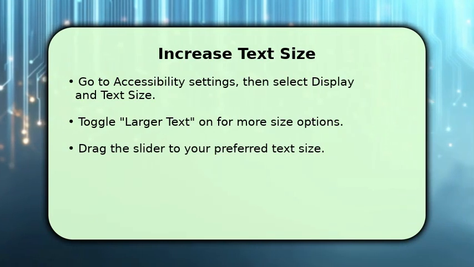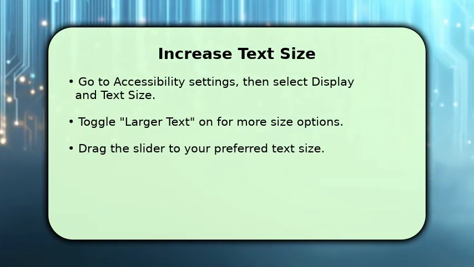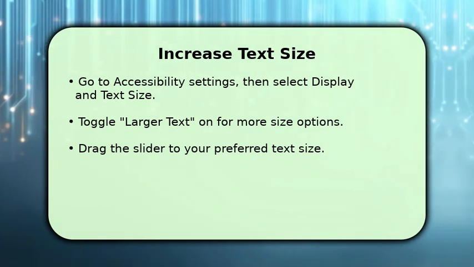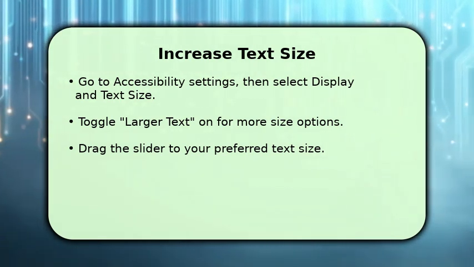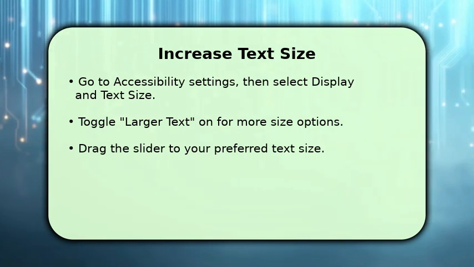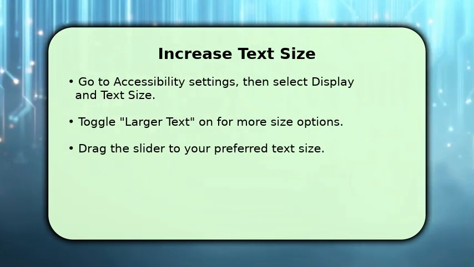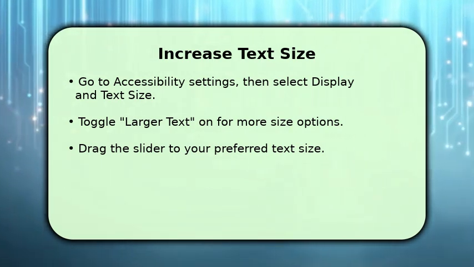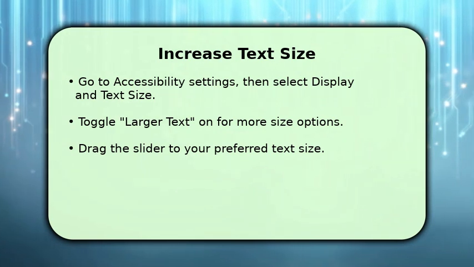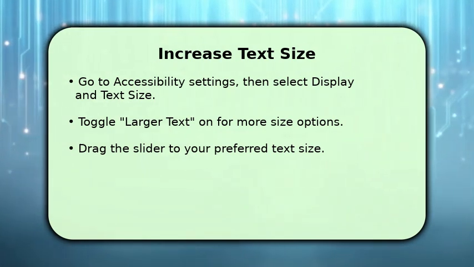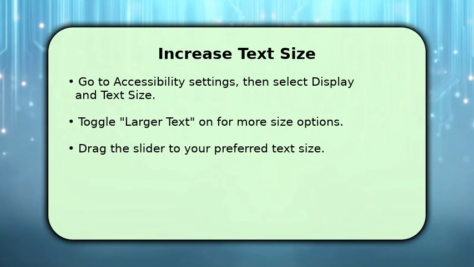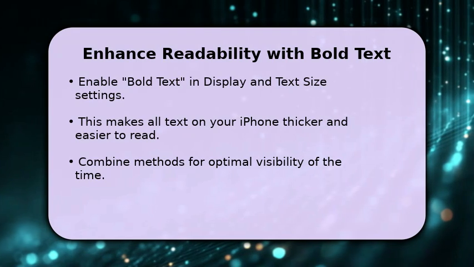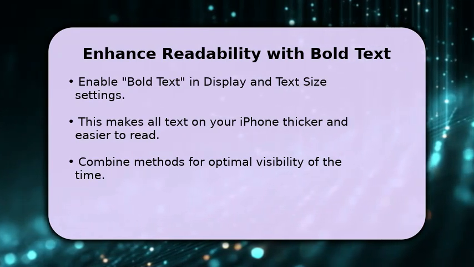Another effective method is to increase the overall text size on your iPhone. Open Settings, then go to Accessibility and select Display and Text Size. You'll see a slider for text size. For even more options, toggle Larger Text on. Now, drag the slider to your desired size. This will enlarge text across many apps and system interfaces, including the time displayed in various contexts, making it much clearer. Finally, to further enhance readability, consider enabling bold text.